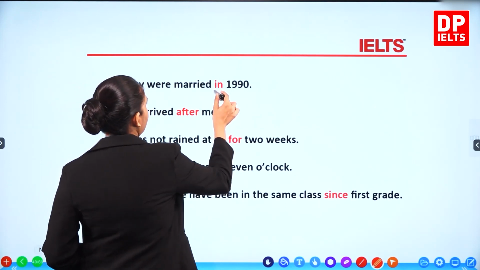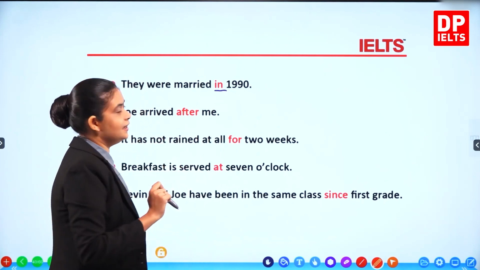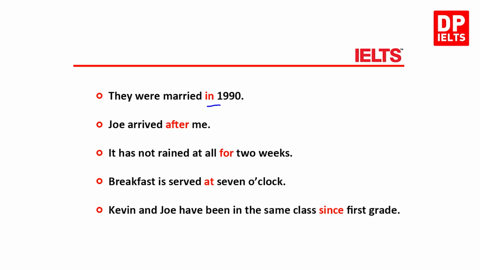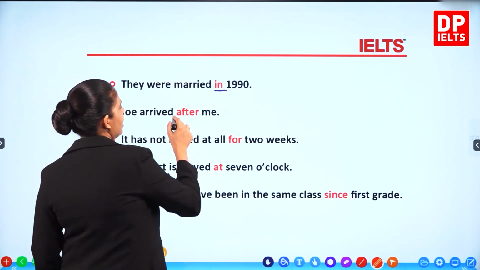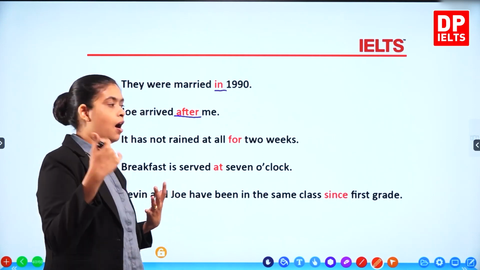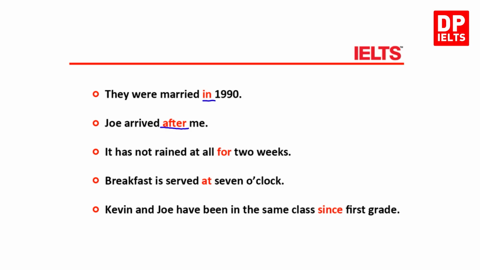They were married in 1990. That is a year, so you use in. Right? So 1990 என்ற அந்த கால பகுதியை குறிப்பிடுறதால and also நாங்க பார்த்தோம் for years, months we use in. So in 1990. Joe arrived after me. So you're kind of giving when did he come, after me. எனக்கு அப்புறம் ஜோ வந்து சேர்ந்தார். So எனக்கு அப்புறம் என்றது after.